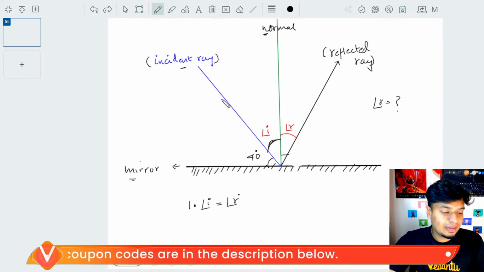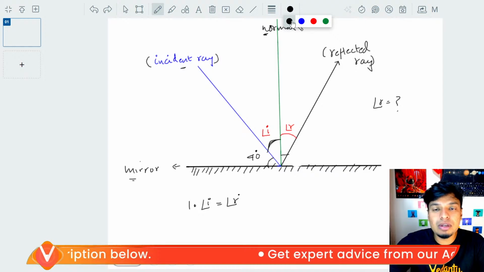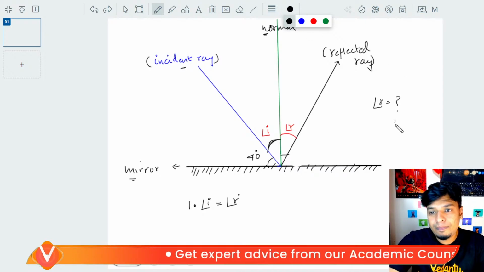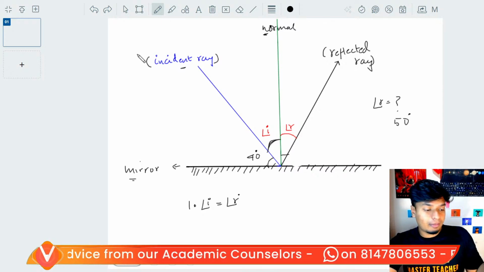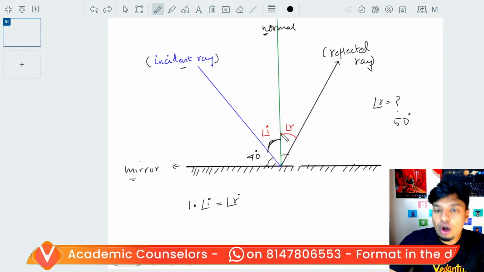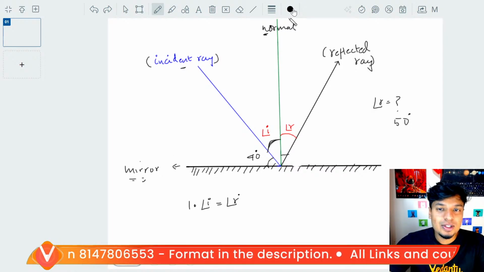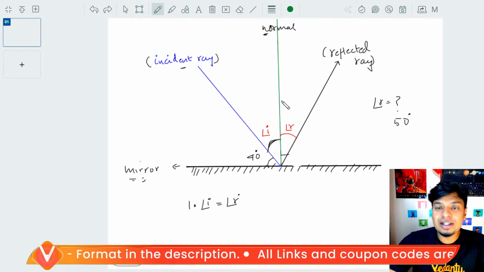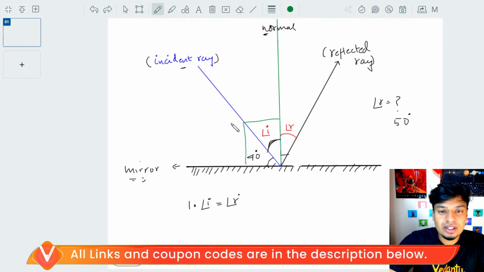Let us see. Guys, very good. A lot of you gave me the right answer. The angle is going to be how much? 50 degrees. But how, sir? Where did 50 come from? Don't be confused. We all know that the normal is perpendicular to the mirror. So, this entire angle is what? It's 90 degrees, no?